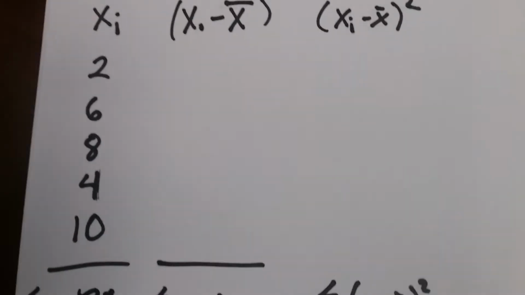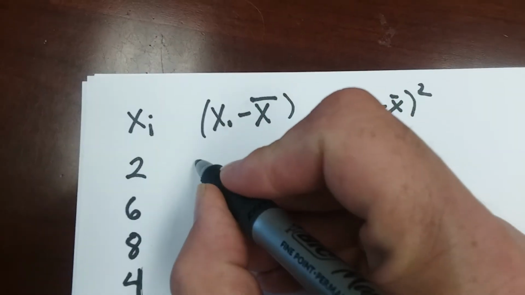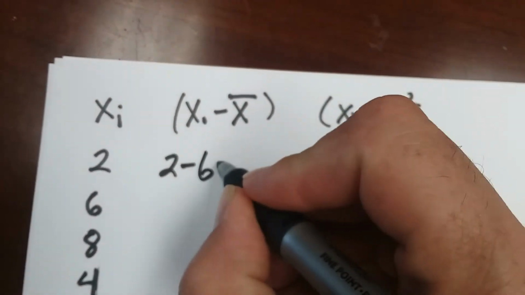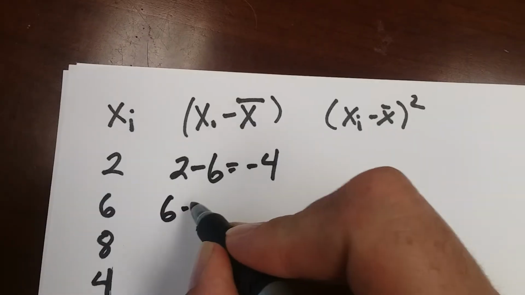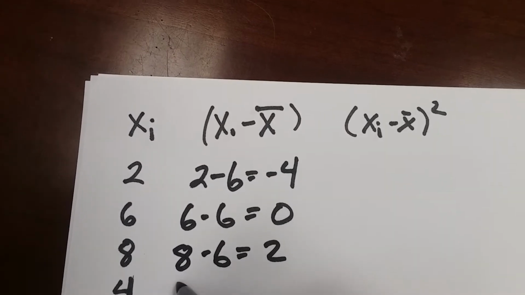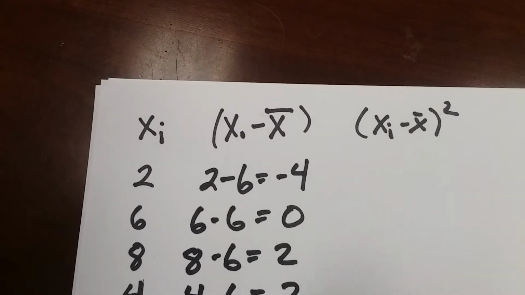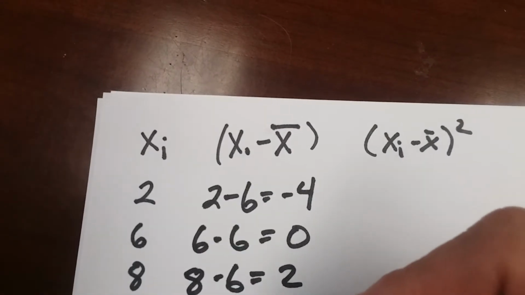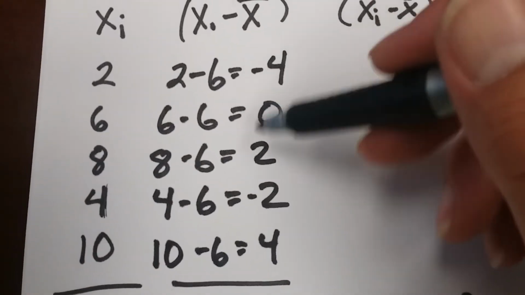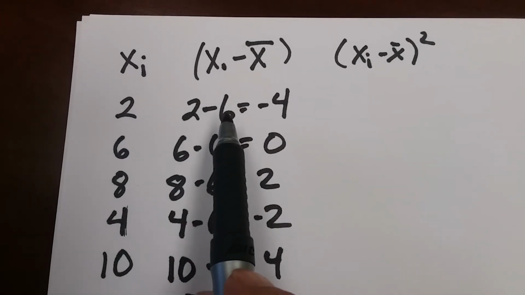Now we're going to go back up to our columns here. For each row, we're going to take x sub i and subtract that mean of 6. You can see I've got those with the signs here, negative. Then we're going to add this column. These are the deviations about the mean. It's the distance between each observation and the mean of 6.